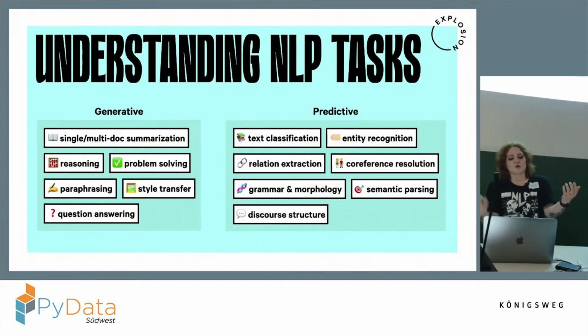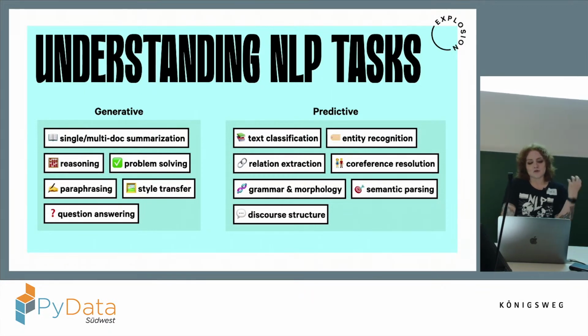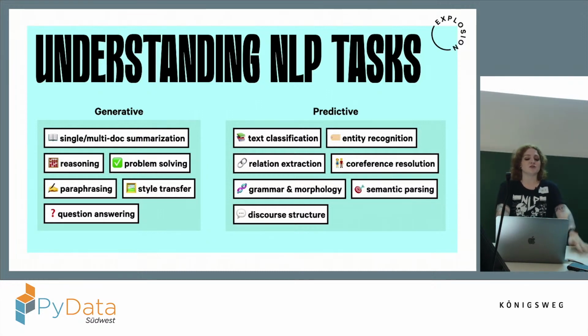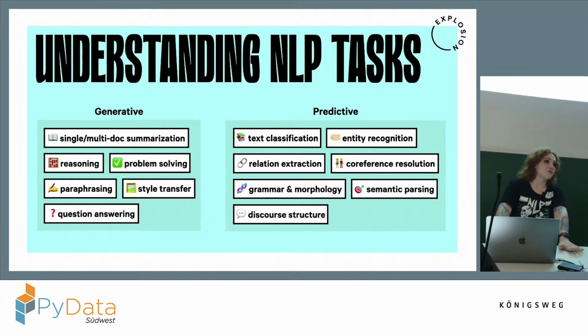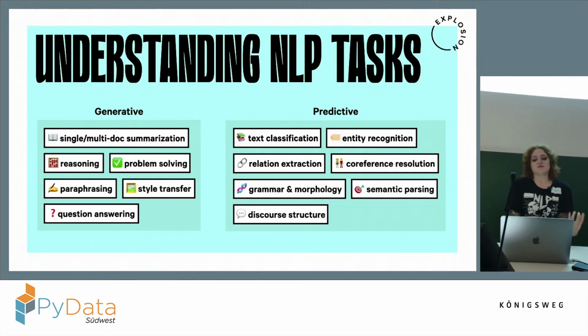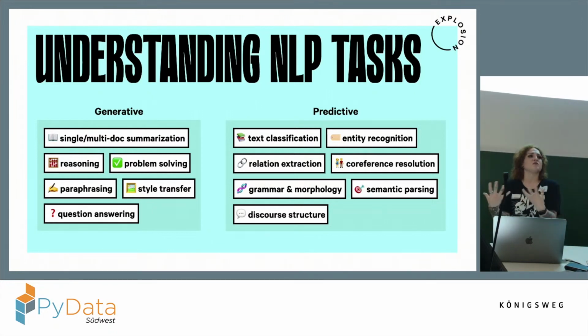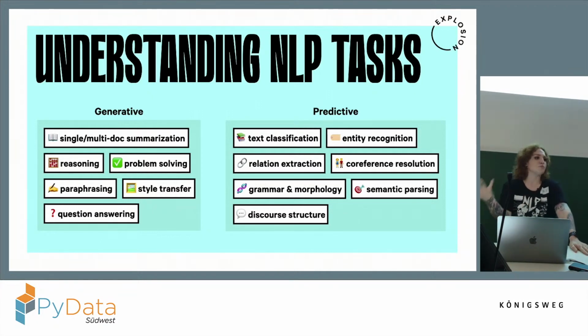So large language models, GPT, whatever, these models have introduced a lot of new capabilities, especially on the generative side, which is stuff like summarization, reasoning, problem solving, paraphrasing, style transfer, question answering. And these are all really cool and super important, and also things we couldn't so easily do on that level before. And then on the other hand, there are also tasks where the output is not text to text, but where the output is more something that's machine readable instead of human readable. And that's what I call predictive tasks.